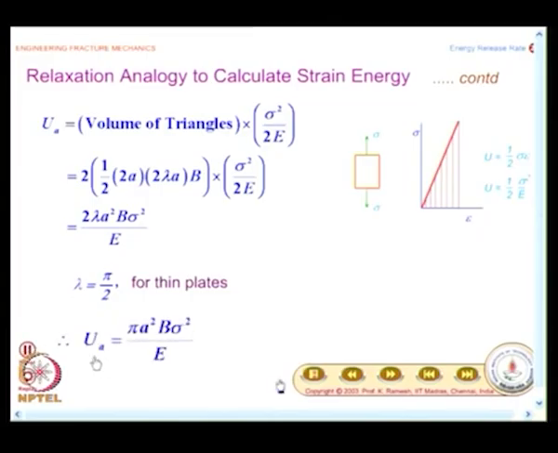So, when I do this, I get U_a equal to pi a squared B sigma squared divided by E. The earlier expression we saw was for a plate of unit thickness. Now, you have a thickness of B. And what you see here, the strain energy in the presence of a crack is related to a squared. So, when the crack length changes, the energy would change as a parabola, second degree curve.